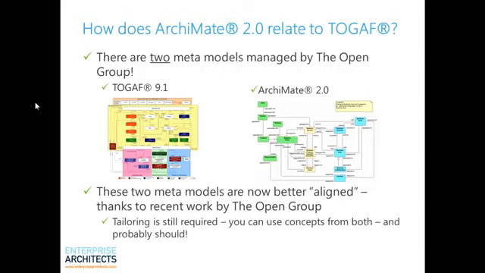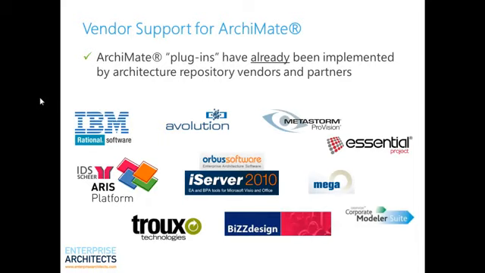But there's some assembly required here, folks. Vendors are jumping on board to support the Archimate graphical modeling language for architecture. So your vendor, if you are using an architecture repository, you need to be thinking about your content meta model. It's important. And the Archimate modeling language has already been implemented by almost all of the major architecture repository vendors and modeling tool vendors and their partners.